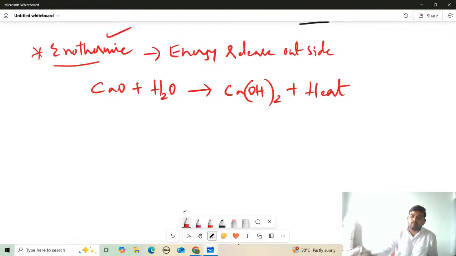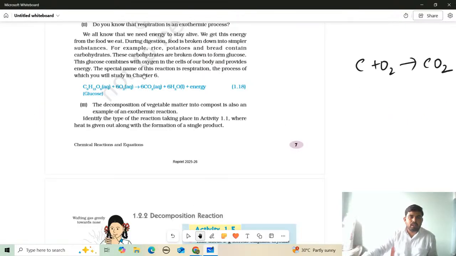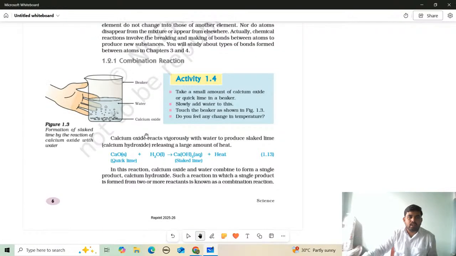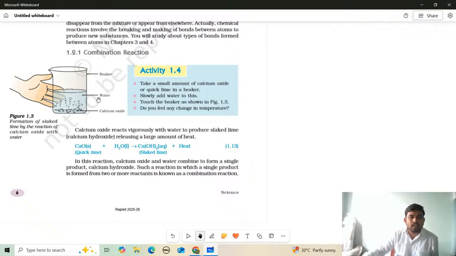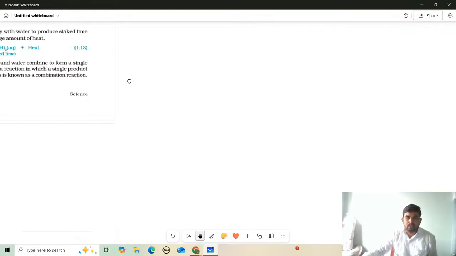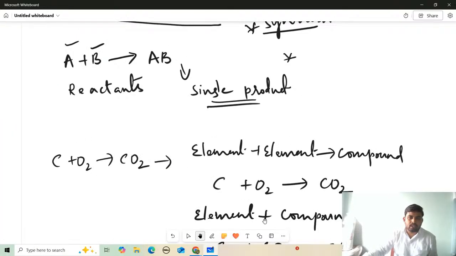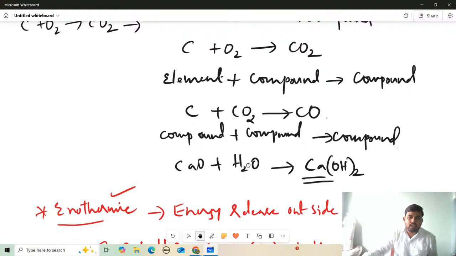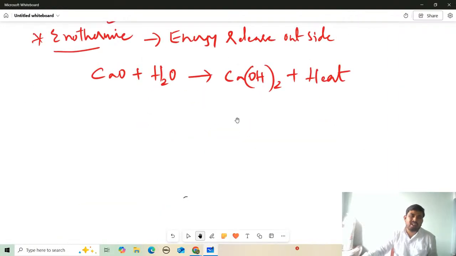You can see in the diagram given here, the combination reaction diagram. In this beaker they are taking water and then adding calcium oxide. They are saying calcium oxide reacts vigorously with the water and produces slaked lime, calcium hydroxide, releasing a large amount of heat. So what I'm saying here is that combination reactions are generally exothermic in nature, meaning energy is released. Generally they are exothermic in nature.